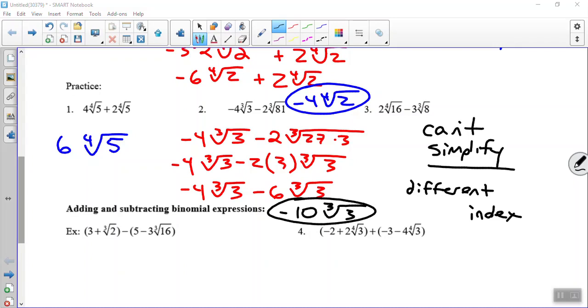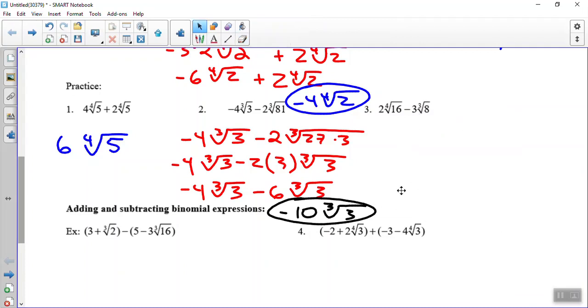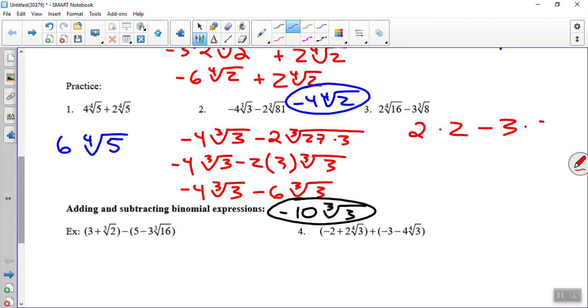So think about that for a minute. Is that correct? You saw the different index and you said you can't simplify it, right? But take a closer look. What is the fourth root of 16? 2. What is the cube root of 8? 2. Okay. 4 minus 6, negative 2. So be careful with that. Make sure you can't reduce the radicals first.